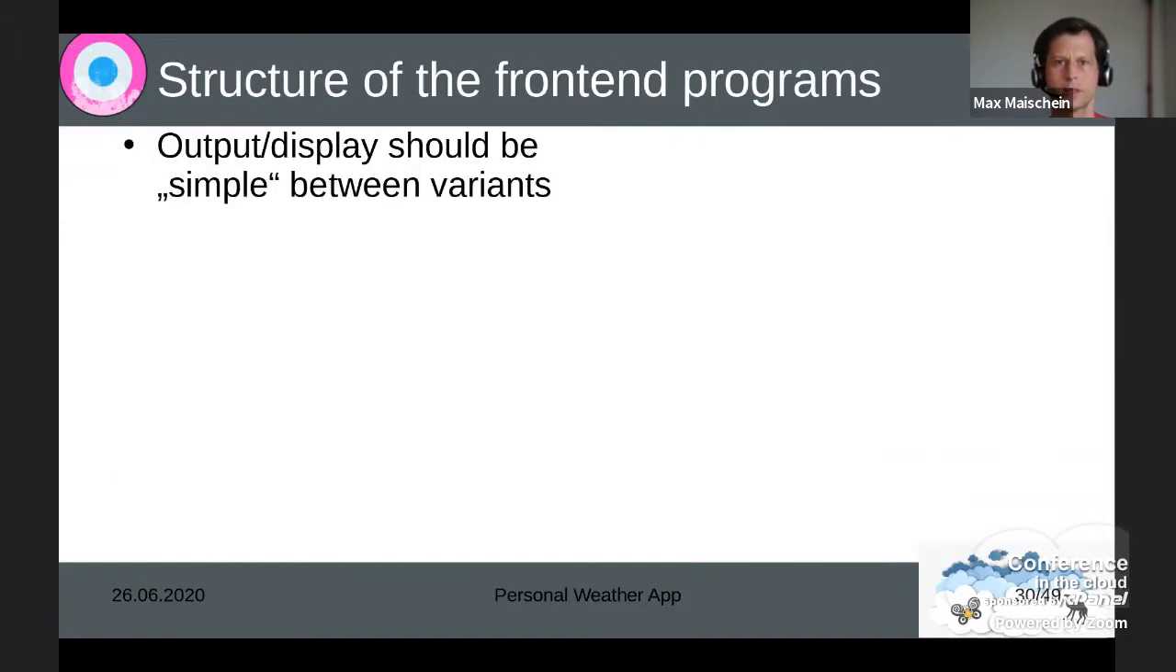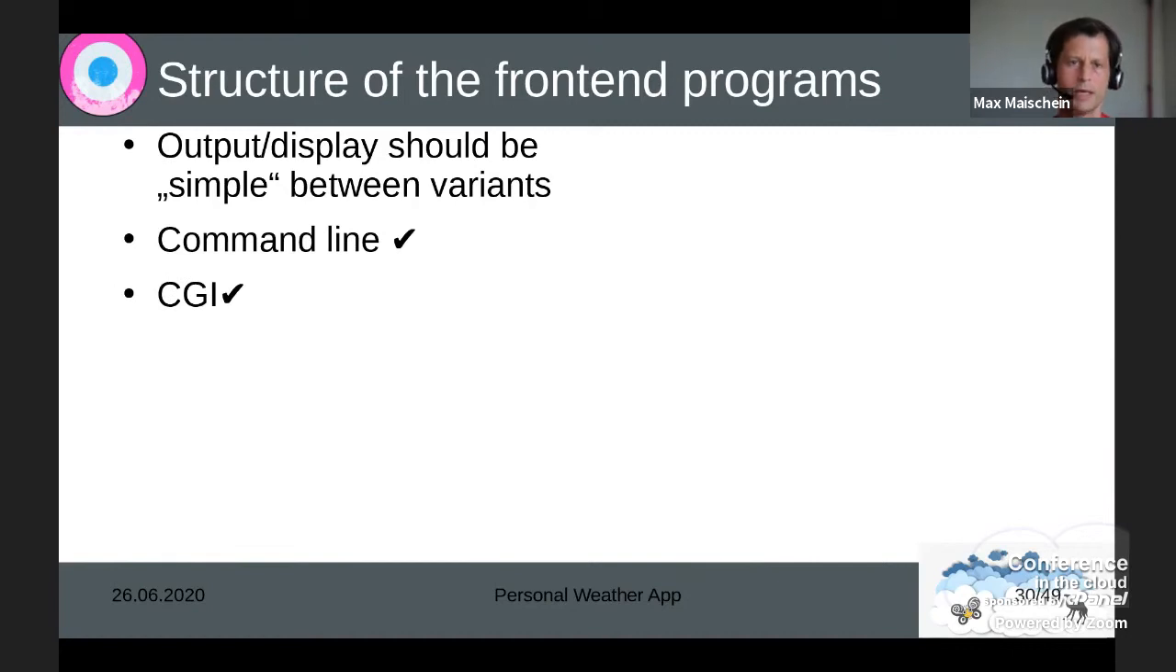The structure of the front-end programs, the output, should be simple between all variants of my front-end program. For the command line client, this is very simple because it's basically some print statements, and the CGI is also a simple program in terms of logic, because it fills the template from the data and is done.